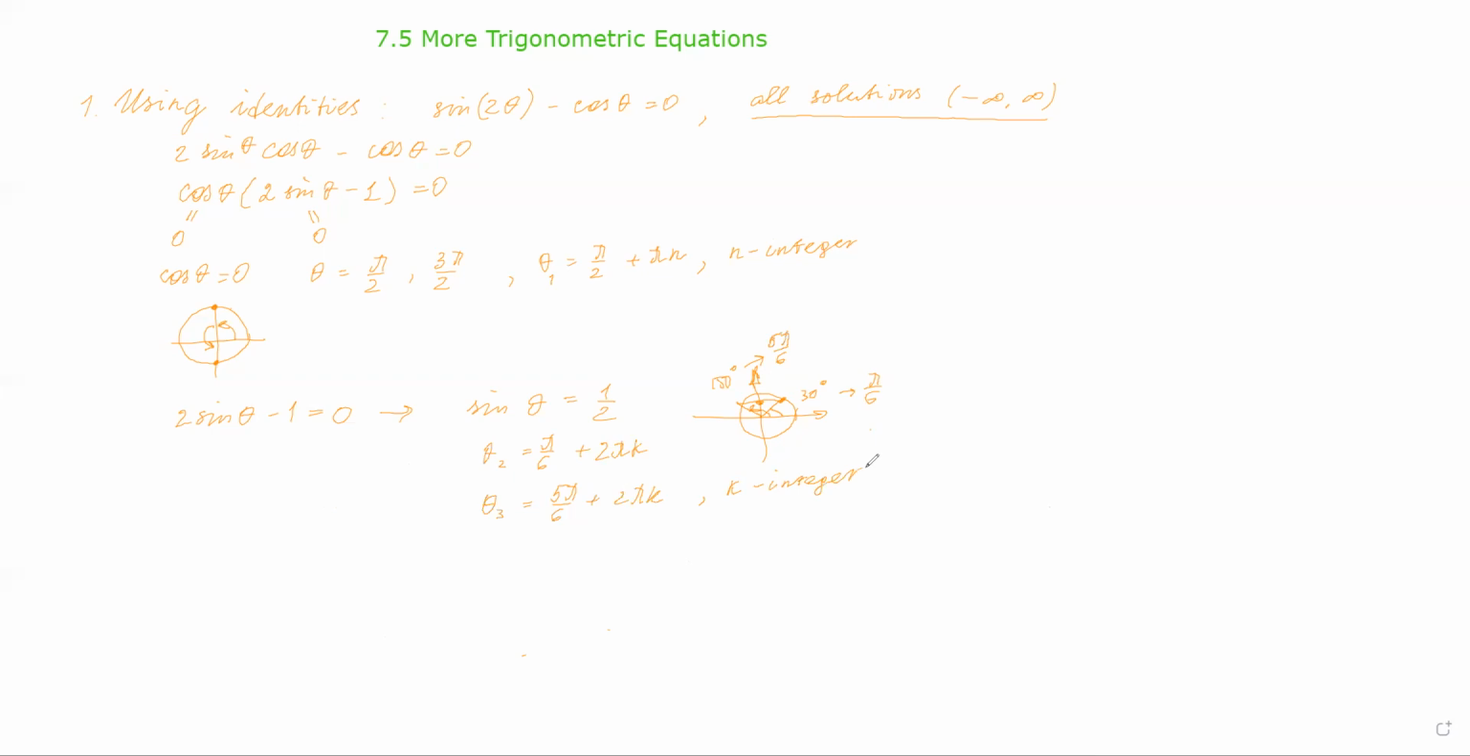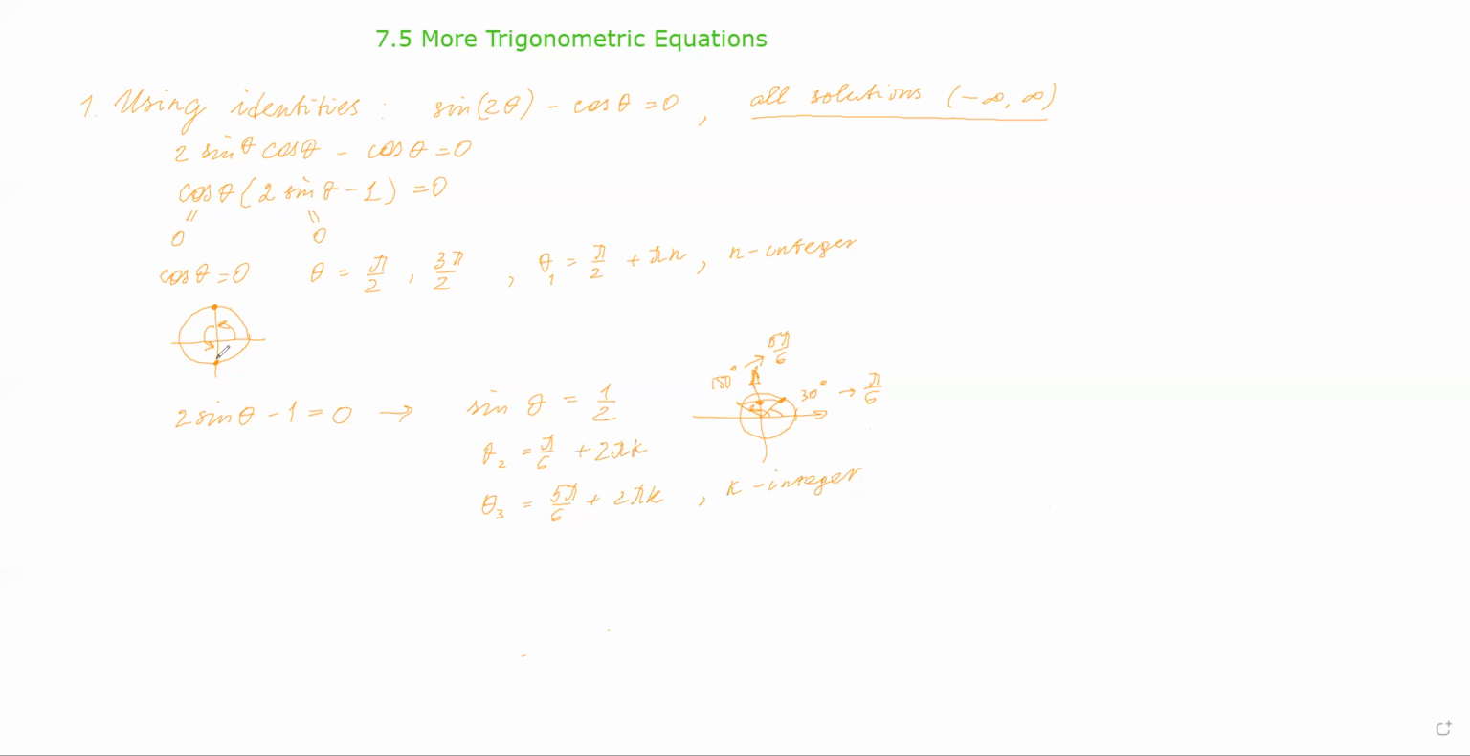Why do we add 2 pi here? Well, because the next solution is going to happen when you have pi over 6 plus 2 pi, right? You make a full circle and go back. There are no other solutions. Here we were adding only pi just because solutions were coming like here and here.